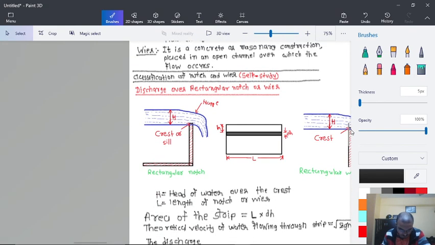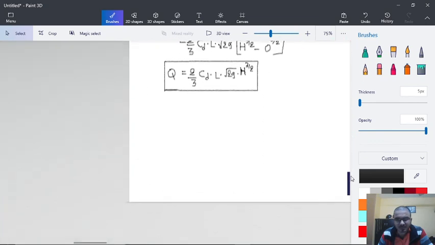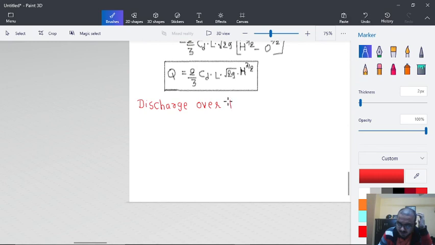Now our next topic is discharge over triangular notch, and this we are going to discuss in our next lecture.